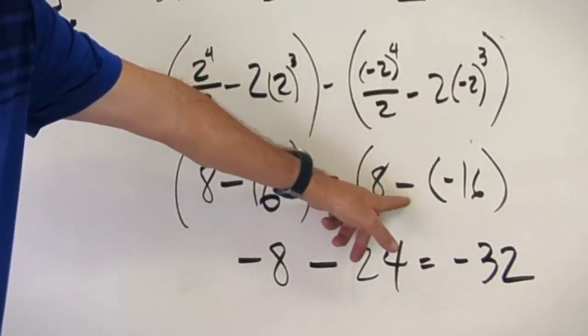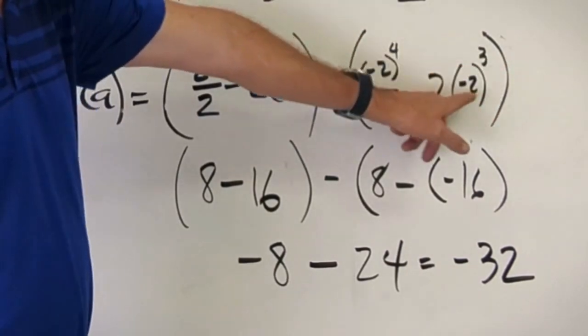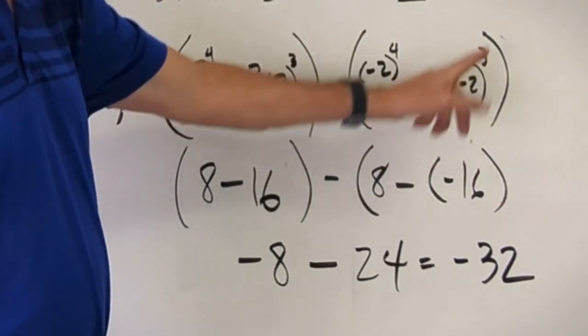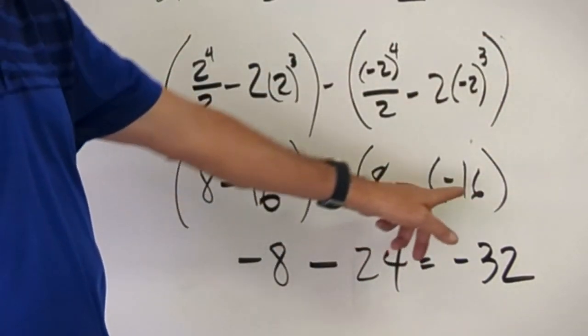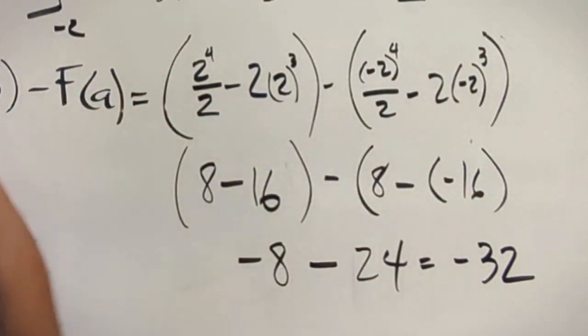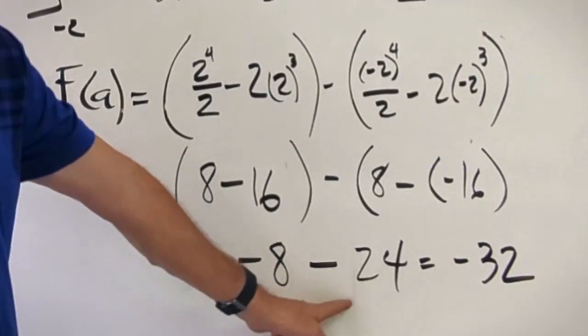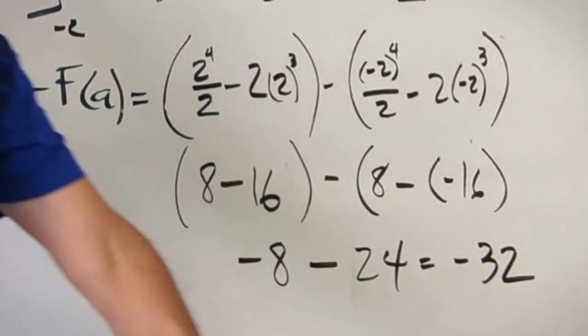Now we're going to have a minus, and then this is going to be a negative 8. Negative 2 to the third is negative 8, times 2 is negative 16. So we have an 8 minus negative 16, which is 8 plus 16, which is 24. So now we have minus 8 minus 24 is minus 32.